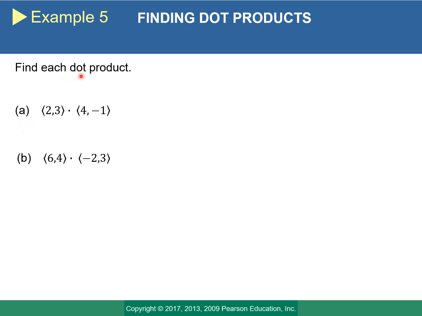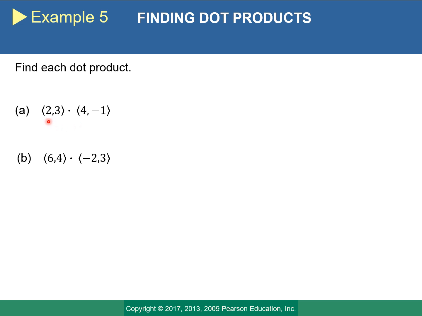If this didn't say the word dot product, and it just said find, and then you had parts A and B, you can kind of assume it's the dot product because you're dealing with vectors. But if you're ever not sure, you can ask for clarity. So (2, 3) dot (4, negative 1).